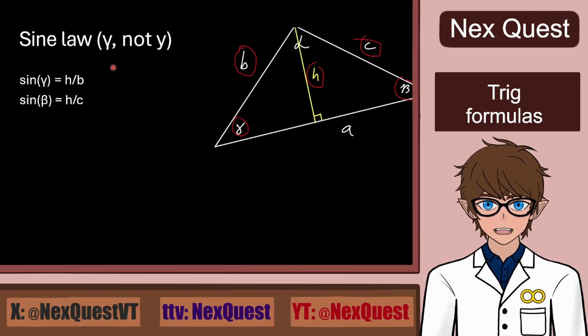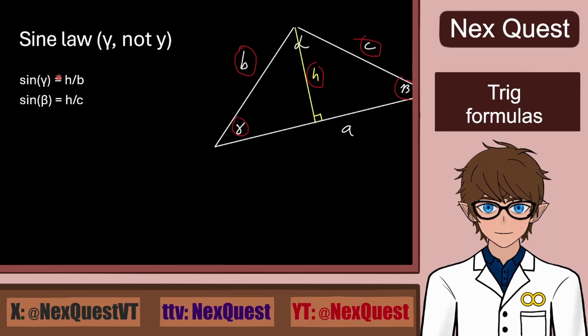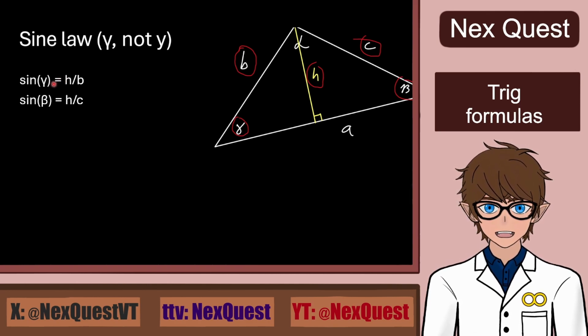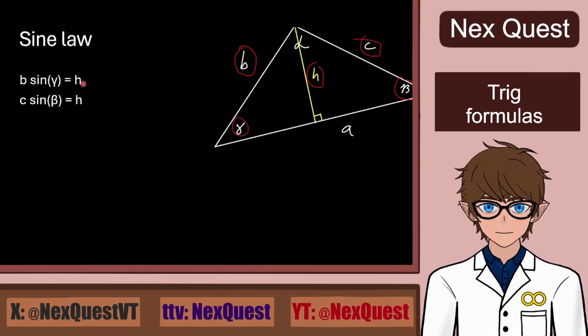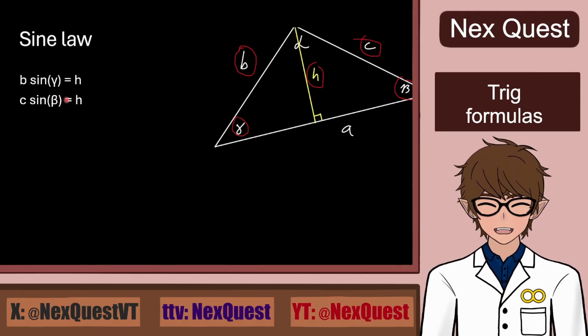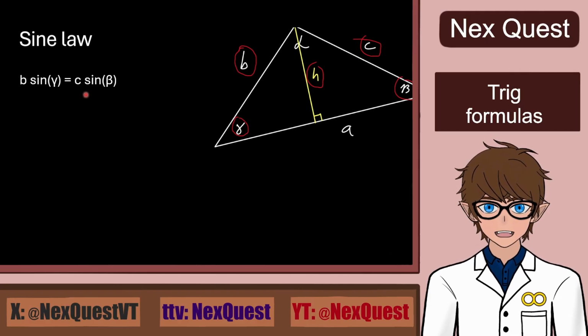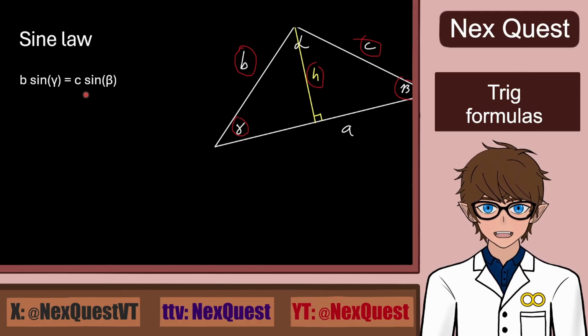Now that we have written them out, we can see that something happens in both formulas at the same time. It is the newly introduced height. So what if we isolate it in both, then equate them? Like so. B times sine gamma equals C times sine beta. We get this. Well, this is one of the formulas I really like because it's an easy comparison between two sides and how a change in one responds in the other.